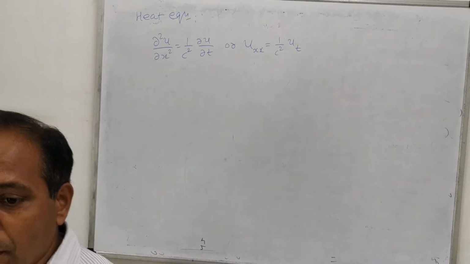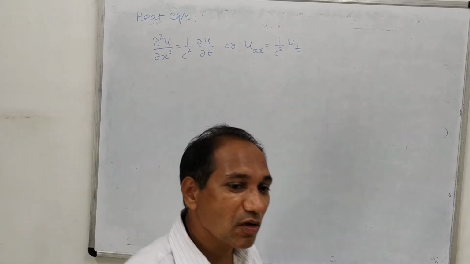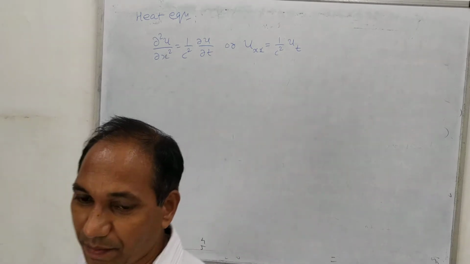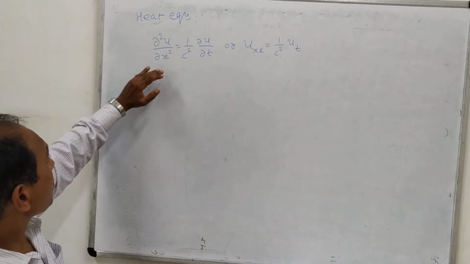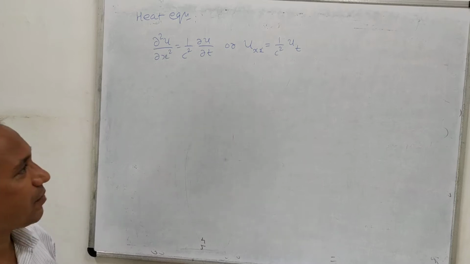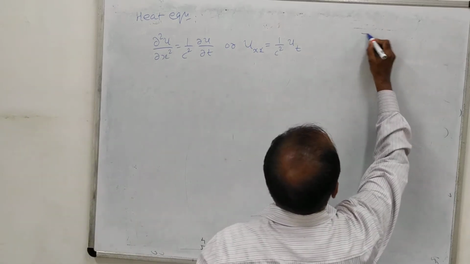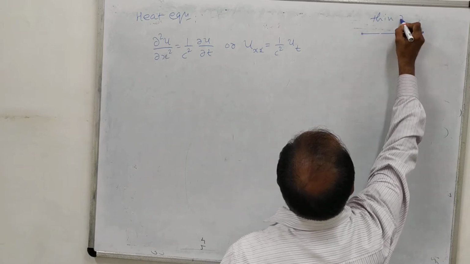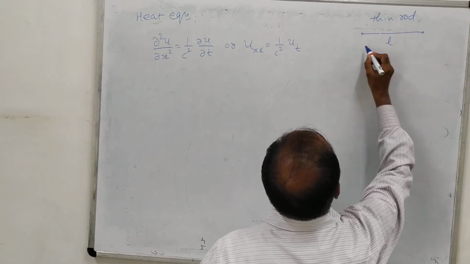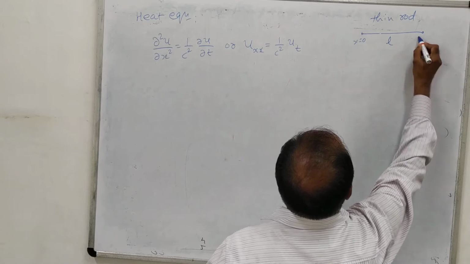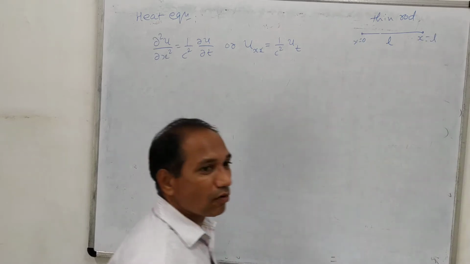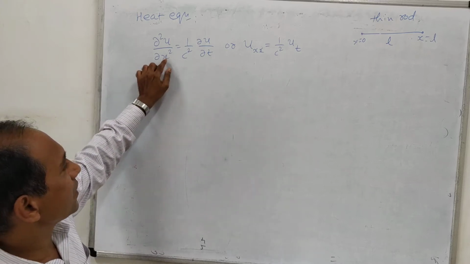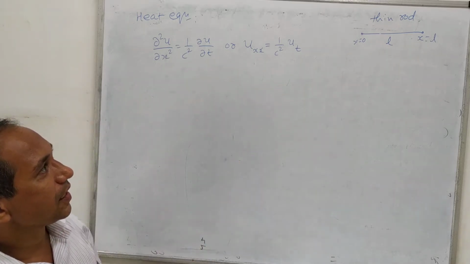In the wave equation the problem is based on the stretch of a string, that means a vibration problem. But here the problem is a heat problem, that means a rod. Here we are considering a thin rod of length L, from x equal to 0 to x equal to L. We consider only a one dimensional rod, because it is thin, and its length is L.